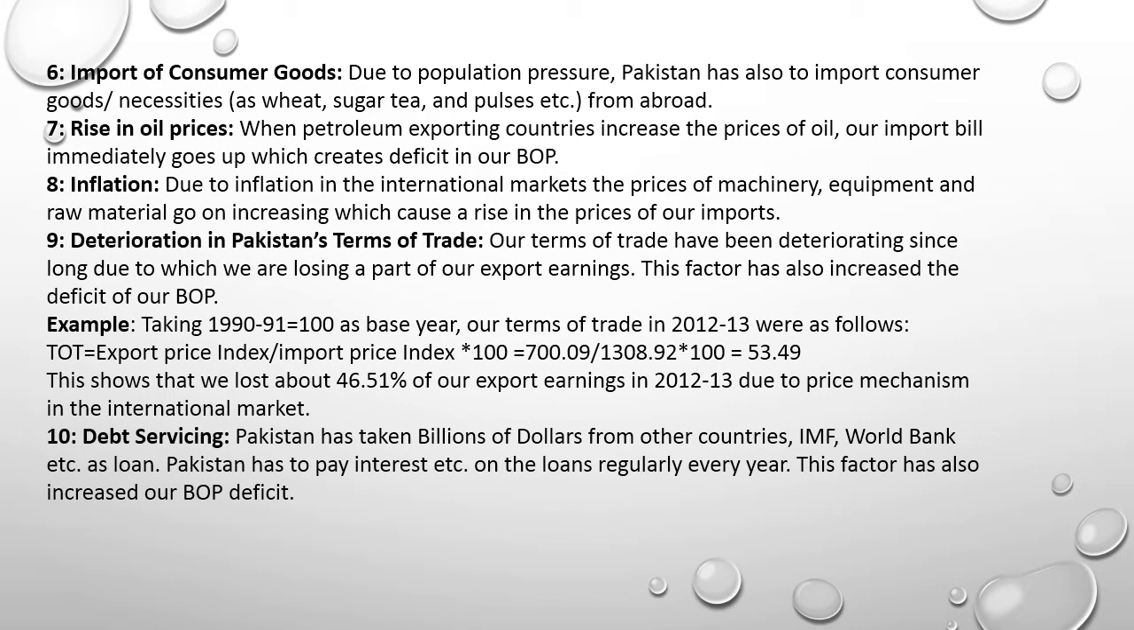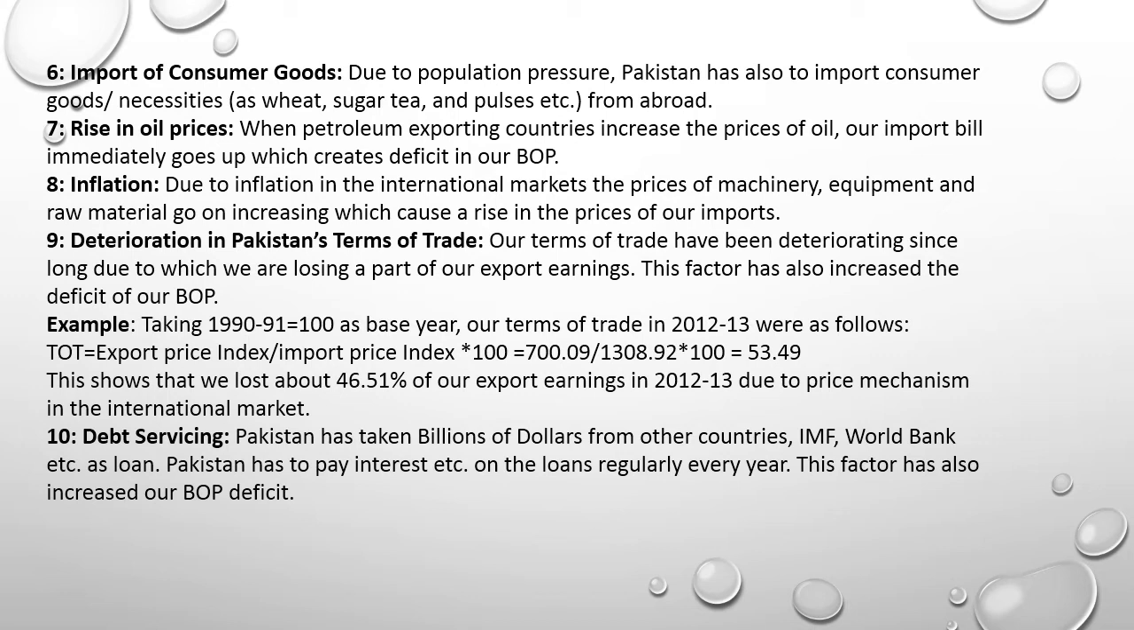Number 7 is rise in oil prices. When petroleum exporting countries increase the prices of oil, our import bill immediately goes up, which creates deficit in our BOP. Number 8, inflation. Due to inflation in the international market, the prices of machinery, equipment, and the raw material go on increasing, which causes a rise in the prices of our imports.